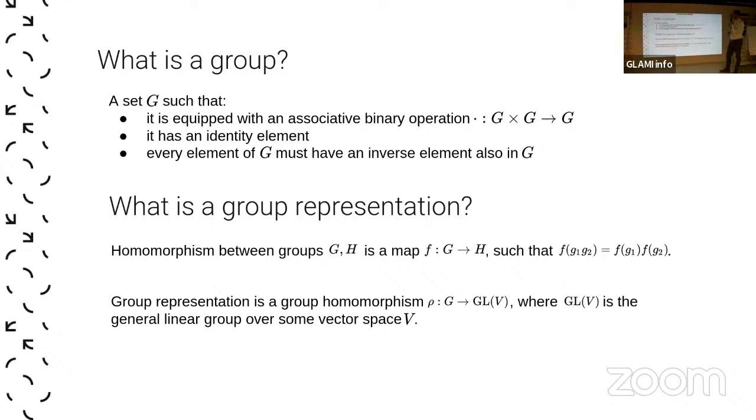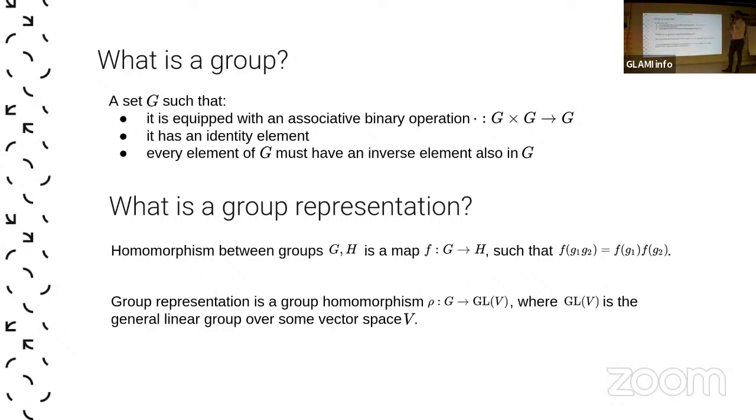In order to define a group representation, I need to mention what is a homomorphism between groups, and that essentially is a map that takes into account the binary operation that I have on the group, and it keeps it intact. So yeah, you can see that f of G1, G2 is just the binary operation applied to the results of f. And then group representation is exactly this homomorphism, but between the abstract idea of the group and some specific operator on some vector space V.